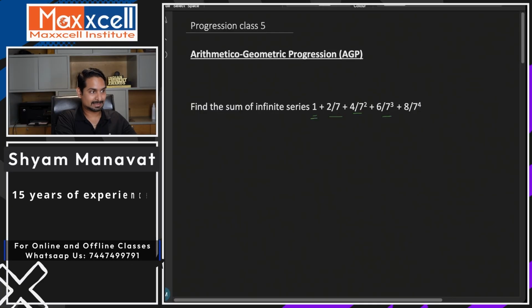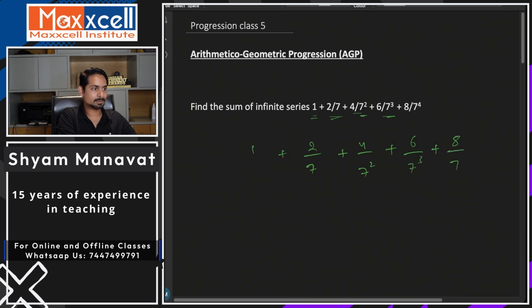Arithmetic-geometric progression looks like this, let me write it properly. So it's 1, then you got 2 by 7, you got 4 by 7 square, you got 6 by 7 cube, you got 8 by 7 to the power 4, and so on. We need to find out the sum of the infinite series here. Let's consider the sum up till infinite terms as x.